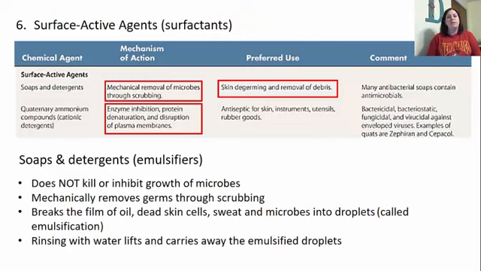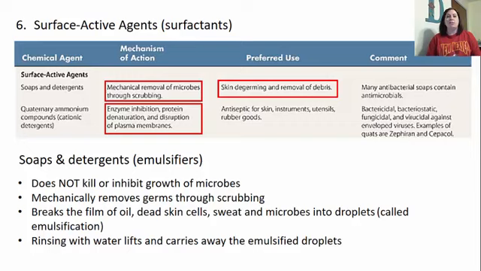Now we want to look at the surface actives. They're also known as surfactants. These are things like your soaps and detergents, and also the quats. The quats are what we call quaternary ammonium compounds. When we look at soaps and detergents, this is more of a mechanical removal of the microbes. This is more through scrubbing. It causes skin degerming and removal of debris. The quats are going to do enzyme inhibition, protein denaturation, and disruption of plasma membranes. It could be used as an antiseptic for skin, instruments, utensils, or even rubber goods that cannot necessarily be heated and things like that. So let's look at soaps and detergents first.